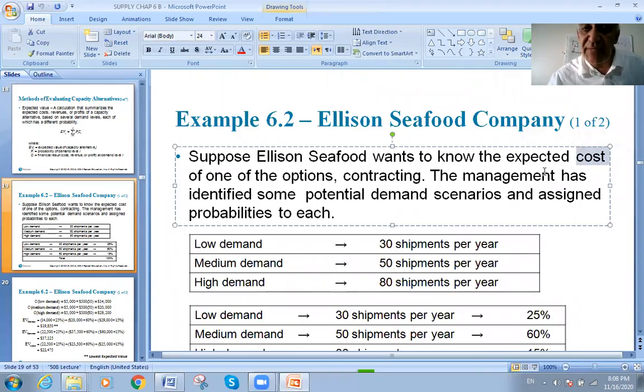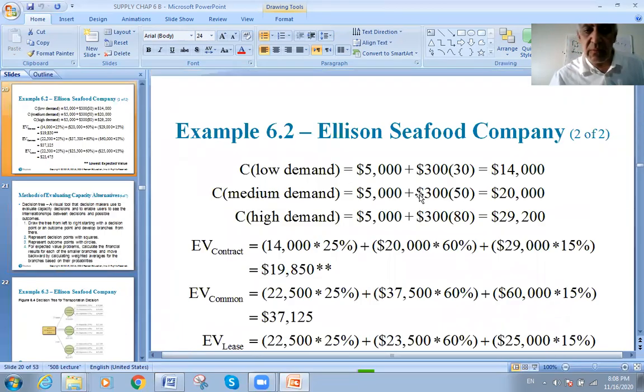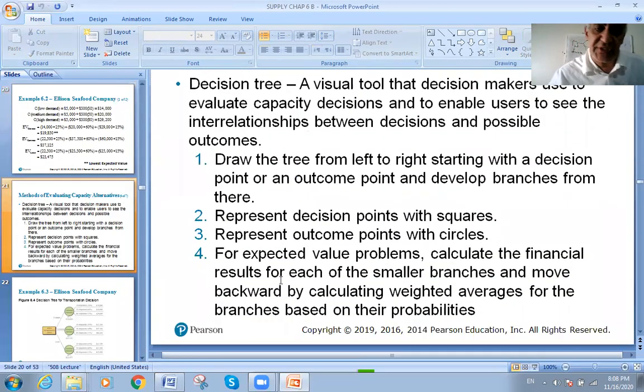But if he told me revenues, then the issue will be different. In that case, I will choose the highest number, not the lowest number. As long as he told me that it's not a matter of cost but a matter of revenues, I will choose the highest revenue. This is how, and this is the end of the decision trees.